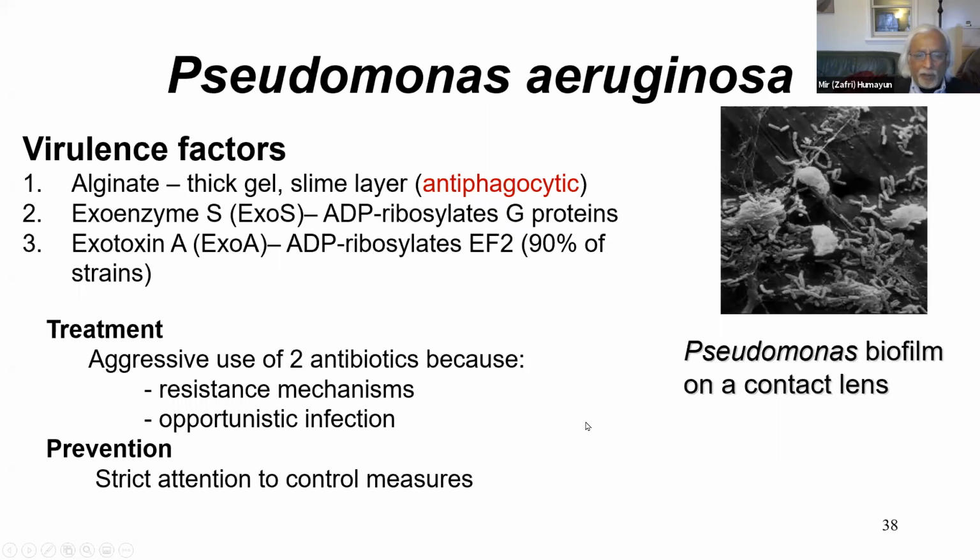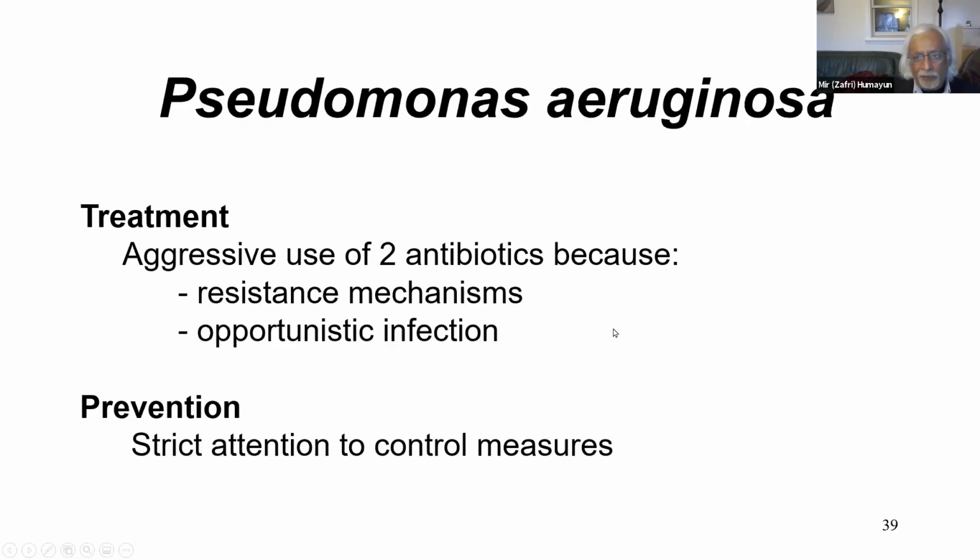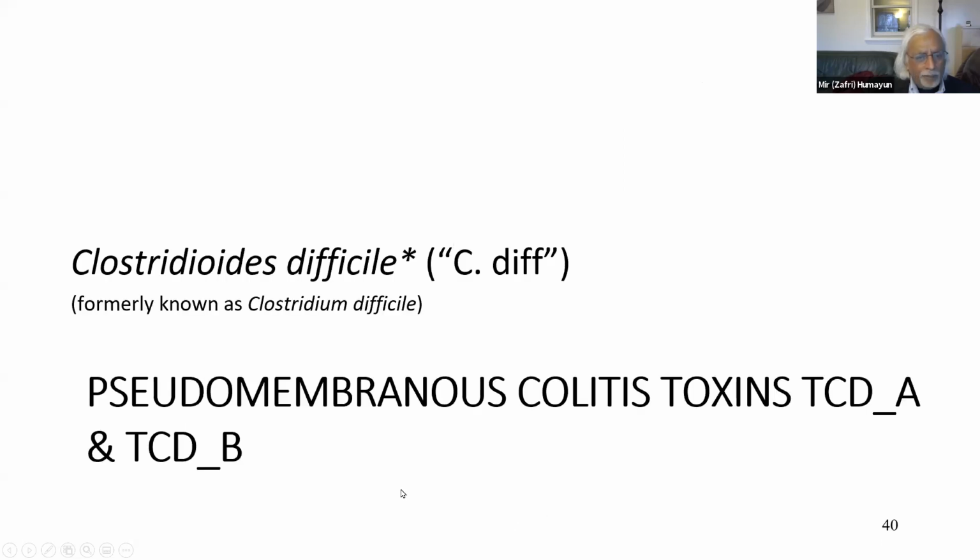Pseudomonas aeruginosa treatment requires very aggressive use of antibiotics, very high doses, because it's a very resistant organism. And prevention is mostly by paying strict attention to control measures, because Pseudomonas aeruginosa infections are most common in hospitals. Treatment, as we mentioned, is by using aggressive use of at least 2 antibiotics at very high doses. Okay, so much about Pseudomonas.